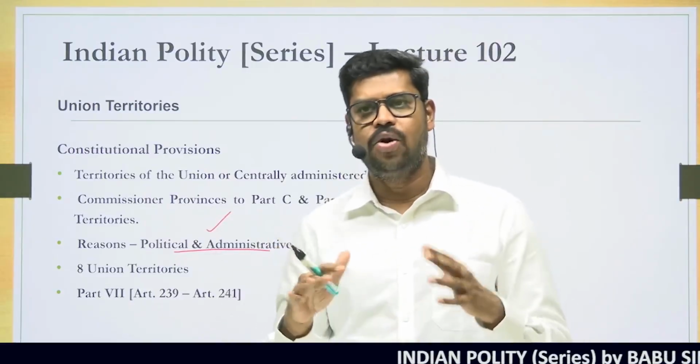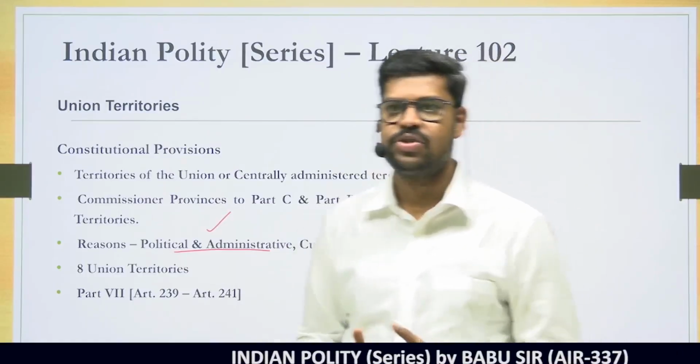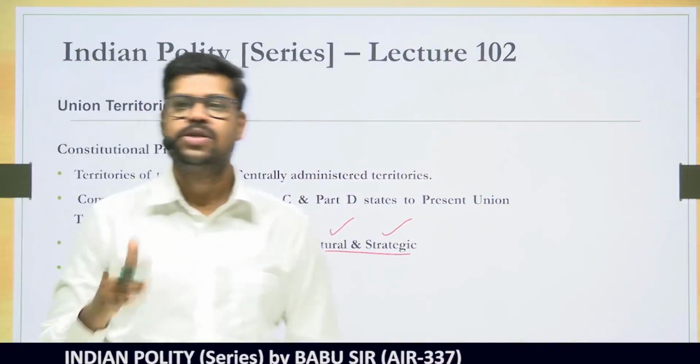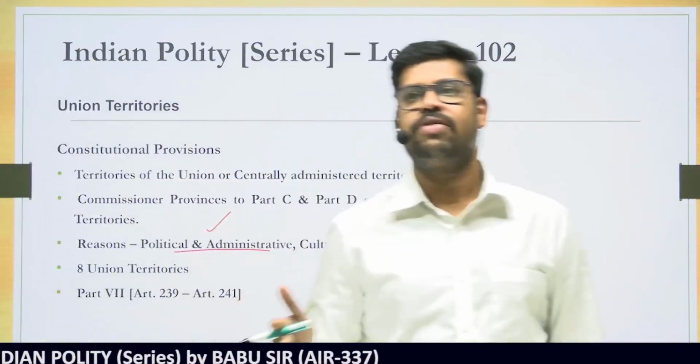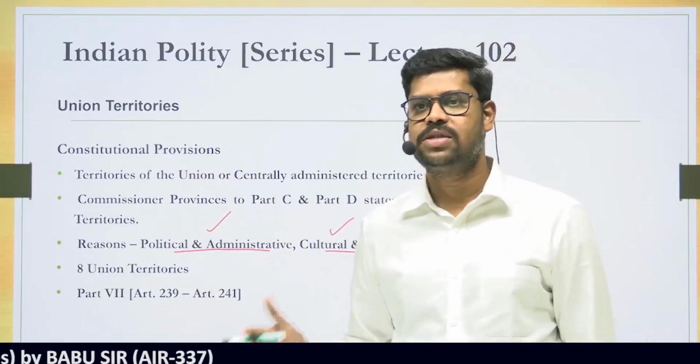So considering all these things, certain territories in our country have been given the status of what is called a union territory. So that's a first understanding you should have. Accordingly, how many union territories do we have right now? We have 8 union territories, and we have 28 states.